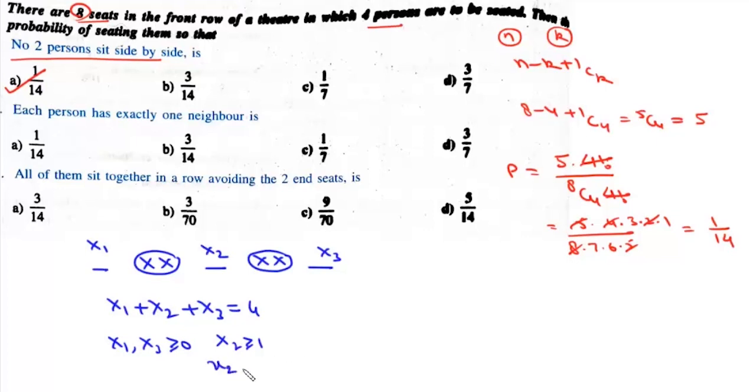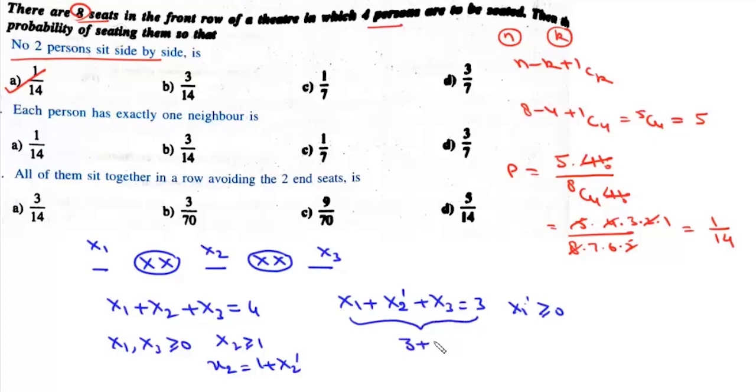Now we'll replace x2 with 1 plus x2 dash. So we can write this as x1 plus x2 dash plus x3 is equal to 3, where each of xi or xi dash is greater than or equal to 0. That means we need to find the number of non-negative integral solutions. So the number of non-negative integral solutions is given by n plus r minus 1 C r minus 1, and that is simply 10.